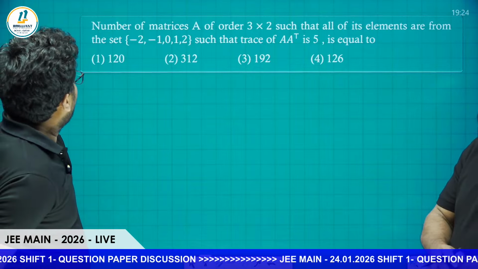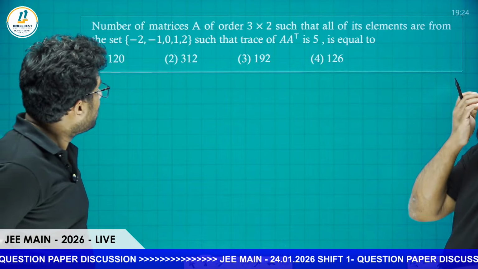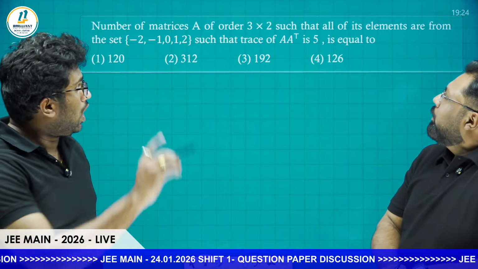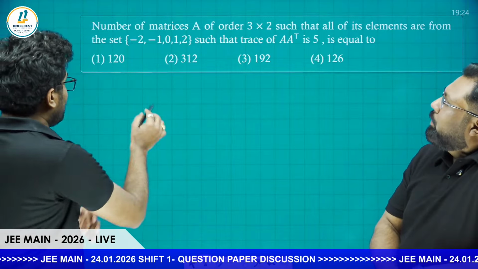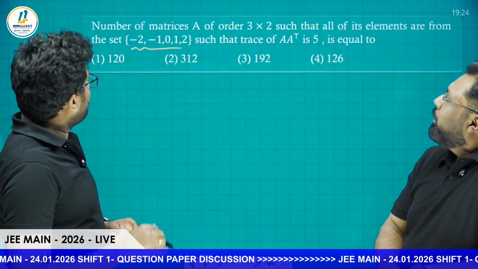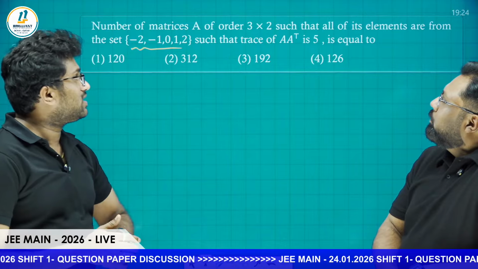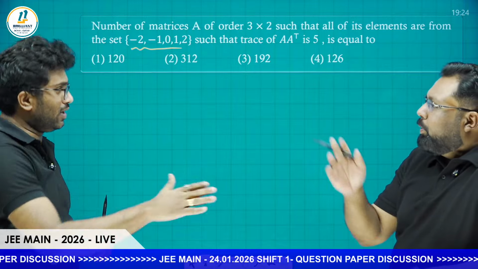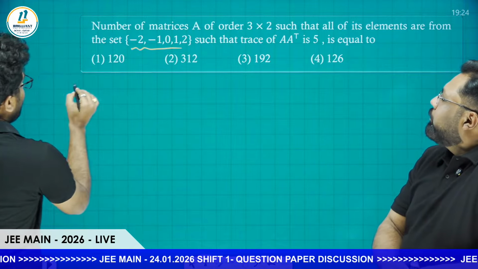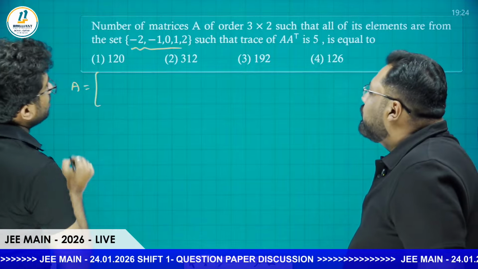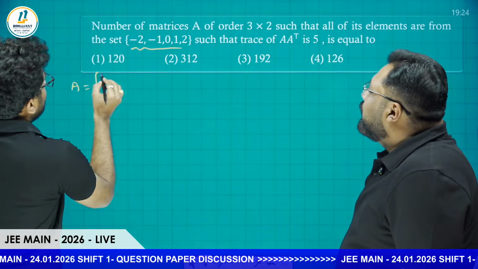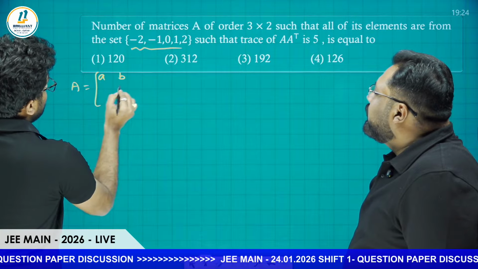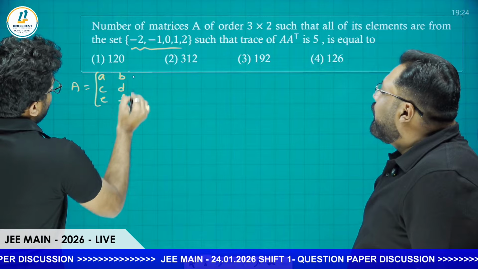Next question. Number of matrices capital A of order 3 by 2 such that all of its elements are from this set: -2, -1, 0, 1, 2, such that trace of A into A transpose is 5. What do you mean by trace? Sum of the diagonal elements. So let's take a matrix capital A with order 3 by 2, that means 3 rows, 2 columns: A, B, C, D, E, F.